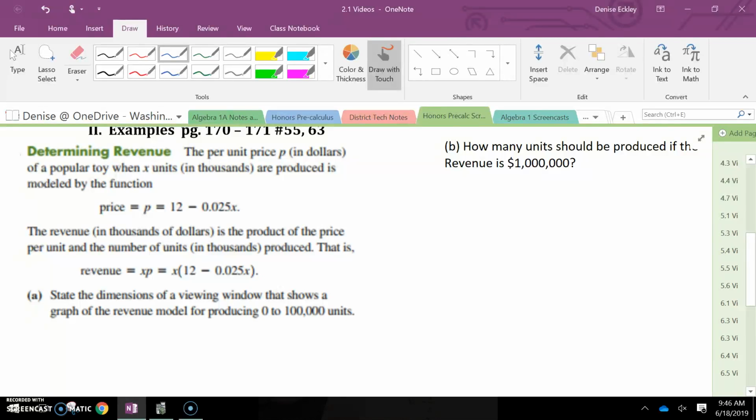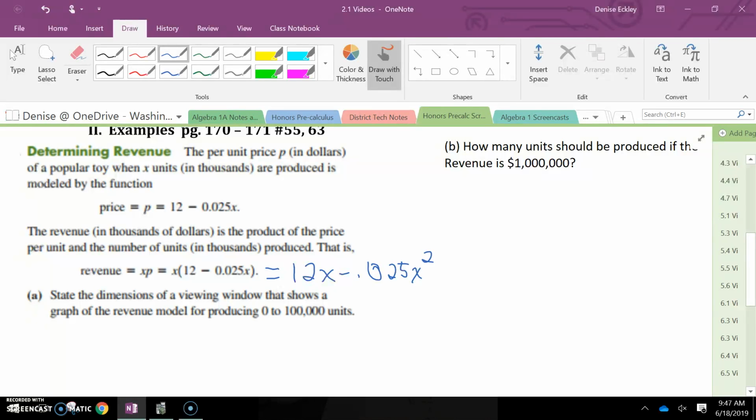The revenue in thousands of dollars is the product of the price per unit and the number of units in thousands produced. That is, revenue equals the number of units times the price, which gives you X times (12 minus 0.025X). Now what I want to point out here is that this is a quadratic equation. If we were to distribute the X, we get this equation. We're supposed to state the dimensions of a viewing window that shows a graph of the revenue model for producing 0 to 100,000 units.